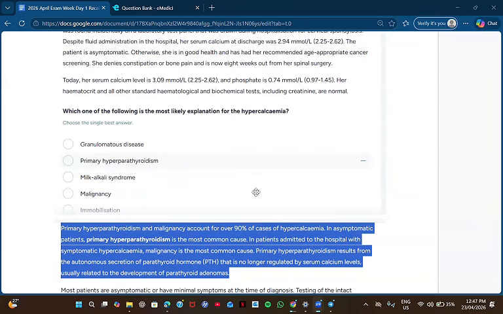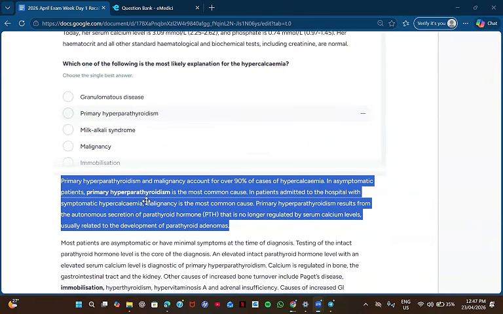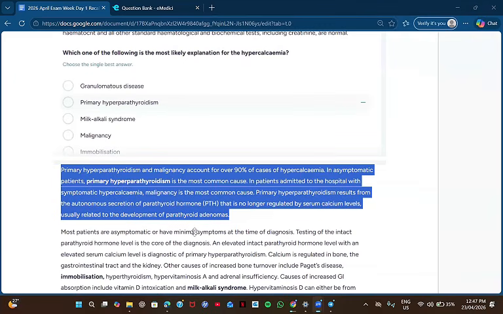Okay, so here. In an asymptomatic patient, primary hyperparathyroidism is the commonest cause, right? In a patient admitted to the hospital with symptomatic hypercalcemia, malignancy is the most common cause. Primary hyperparathyroidism results from the autonomous secretion of parathyroid hormone that is no longer regulated by serum calcium level, usually related to the development of a parathyroid adenoma. Right?